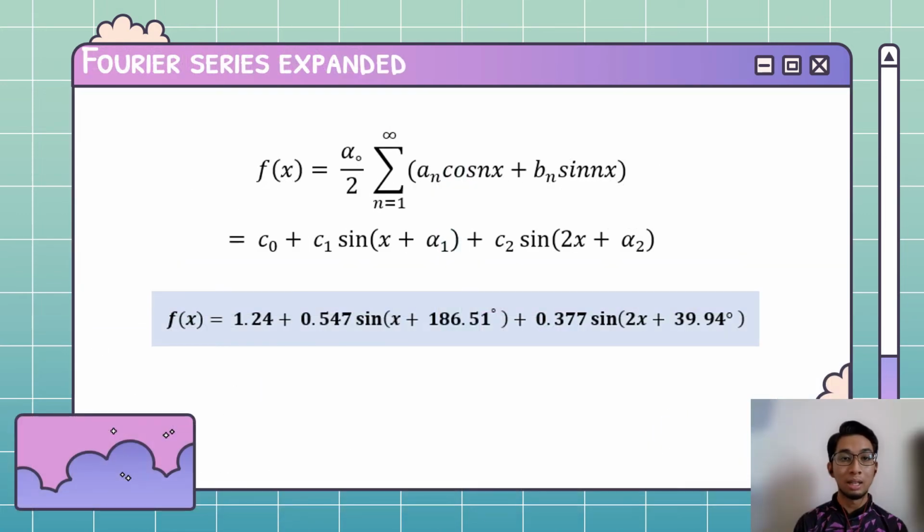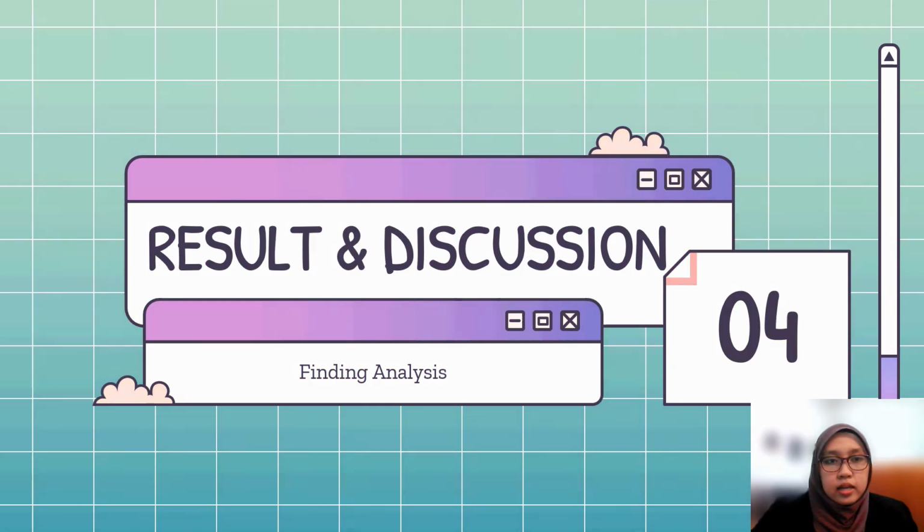When we got all the answers, our group substitute in the equation f(x) to get the final answer: 1.24 plus 0.547 sin(x plus 186.51 degrees) plus 0.377 sin(2x plus 39.95 degrees).